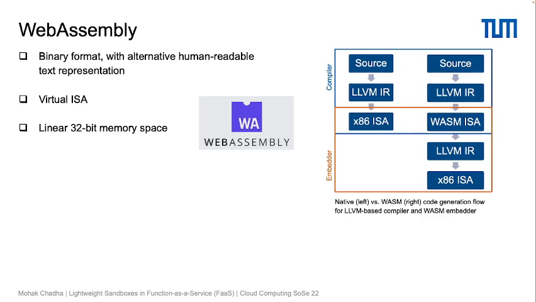So if it has a 32-bit memory space, what is the maximum amount of memory it can have? 4 gigabytes. Exactly, yes. Every WebAssembly module can have a maximum of 4 gigabytes of memory, right? There's also a proposal for increasing it to 64 bit, but let's see. Currently it's work in progress.